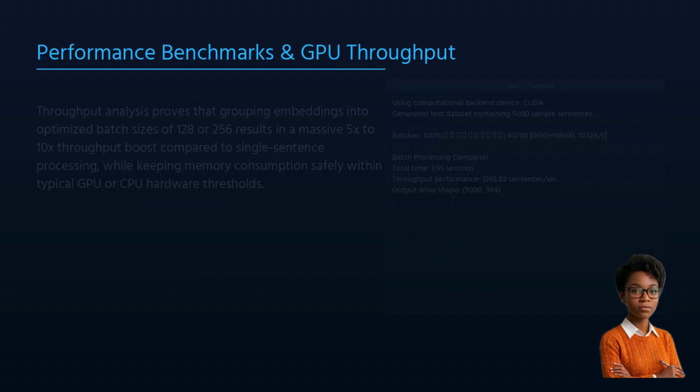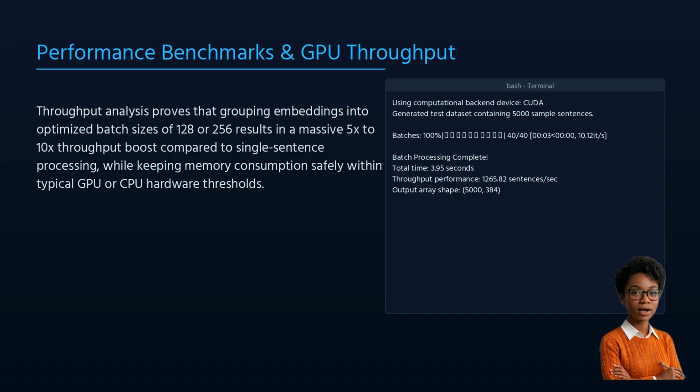Let's review the terminal performance results of our batched execution script. Running our 5,000 sentence corpus in parallel batches of 128 items dramatically increased our computing speed. Instead of wasting processing cycles on sequential function calls, the tensor matrices were computed simultaneously. As a result, we reached an incredible throughput of over 1,200 sentences generated per second on a CUDA GPU backend. These optimization metrics are vital for modern production NLP applications.